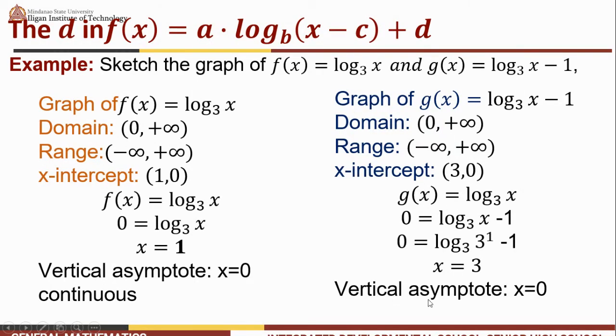For our vertical asymptote, we have x equals 0 because it will make the function undefined. And it is continuous.